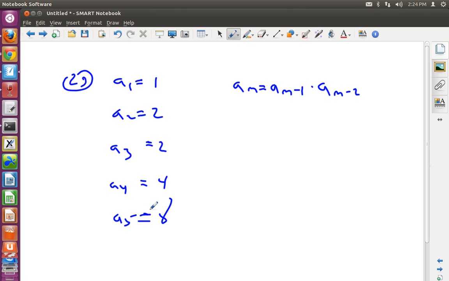Yeah. But when you do this recursive form, why are you to assume that a sub n is 1 larger than whatever the previous one is? Well, because I know those two, so I'm going to use them to get the next one.